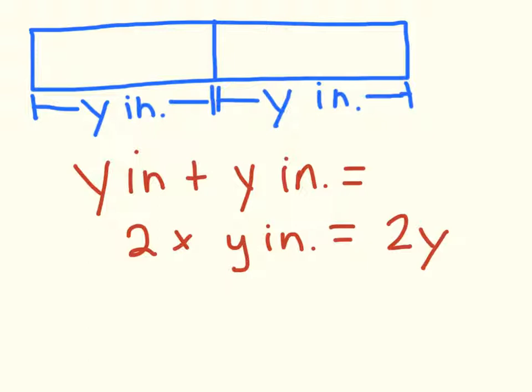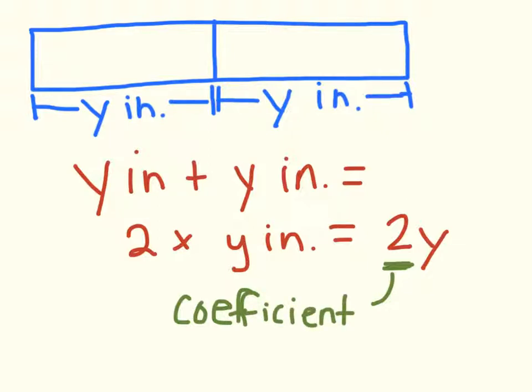In this particular expression, the 2 gets a special name. It's called a coefficient to the variable. Let's look at another example.